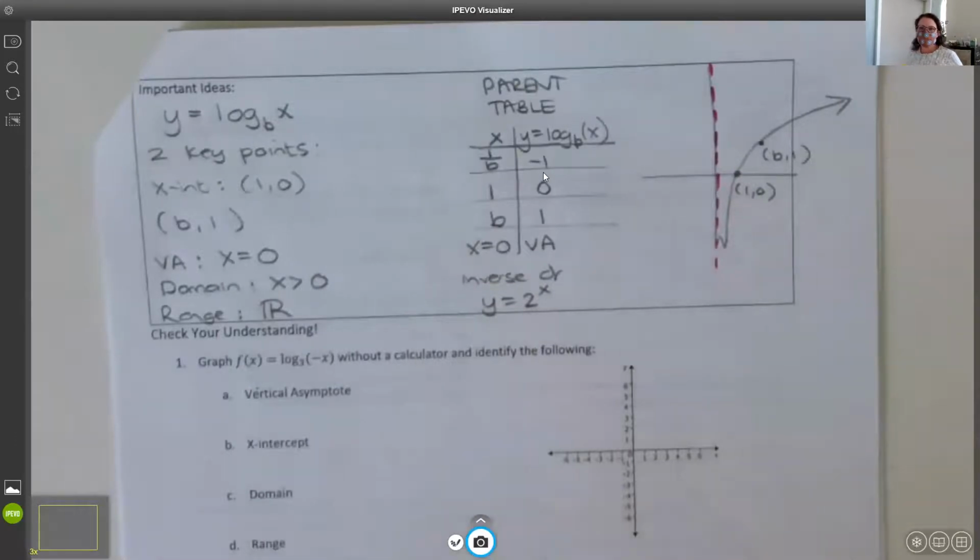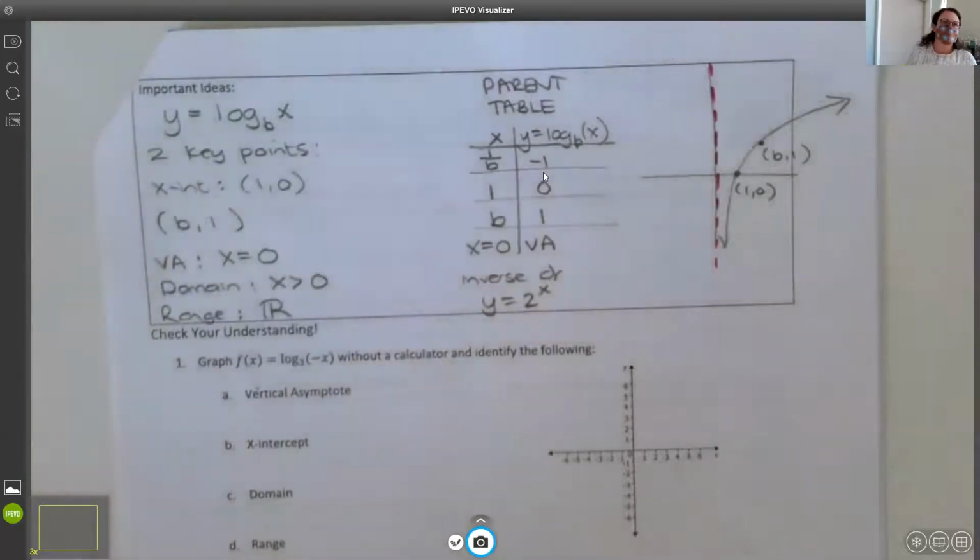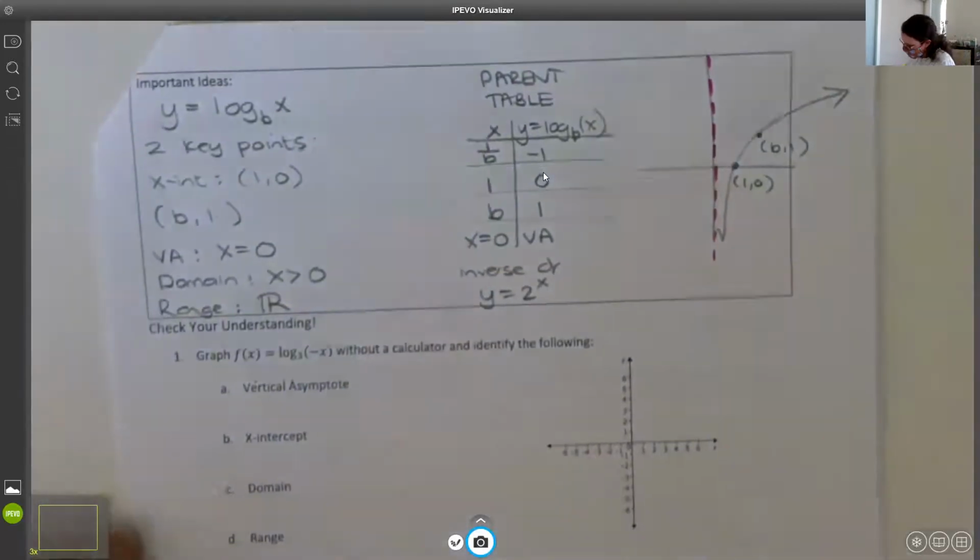And then once you have your parent function, you can do transformations on this just like we did with the exponential functions or any other function that we've done so far. Any questions? All right, let's do a couple of examples together.